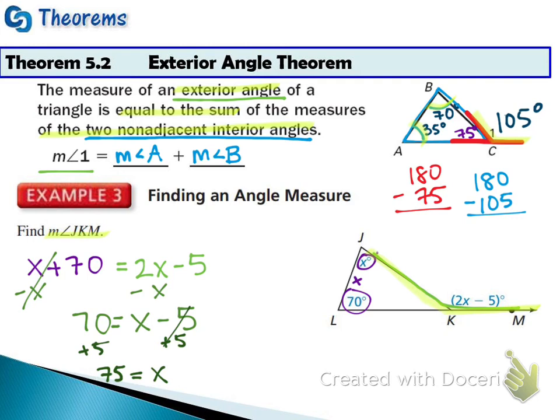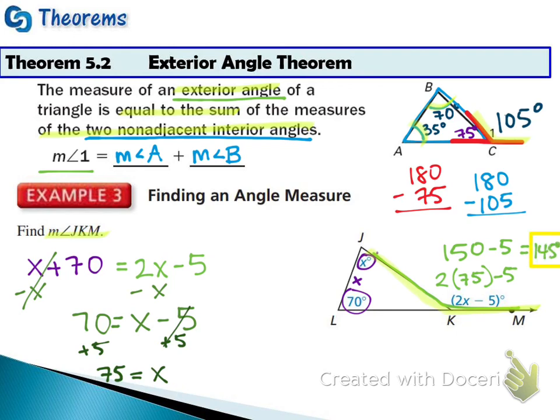So there are two options to find the measure. You can plug it in here. This is the least amount of thinking, I guess. You can just plug it in right there: 2 times 75 minus 5. What is 2 times 75? What's your question? We're plugging it into JKM, which is this angle. X is 75. I'm going to get there in a second. We're still on this, though. 2 times 75, 150. Minus 5 is 145.